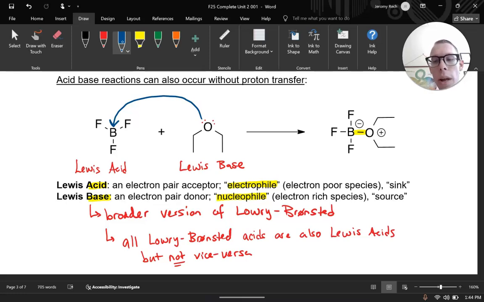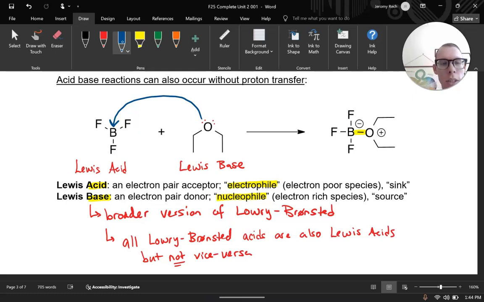And here, instead, we ended up just with charges where that boron now has more bonds than it wants. Boron wants 3, it now has 4, giving it the negative formal charge. And oxygen wants 2, it has 3, giving it the positive formal charge.